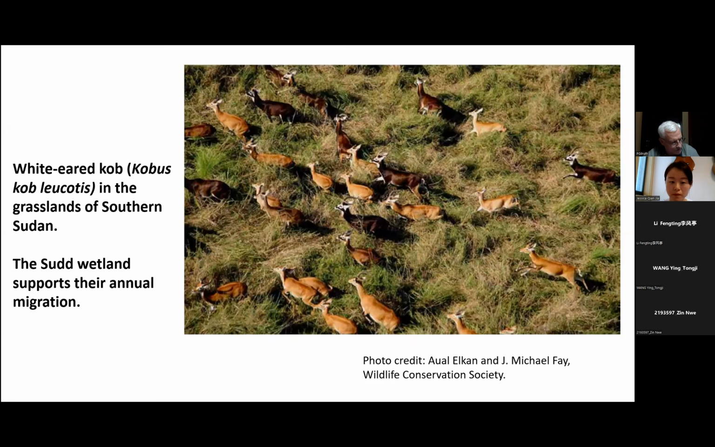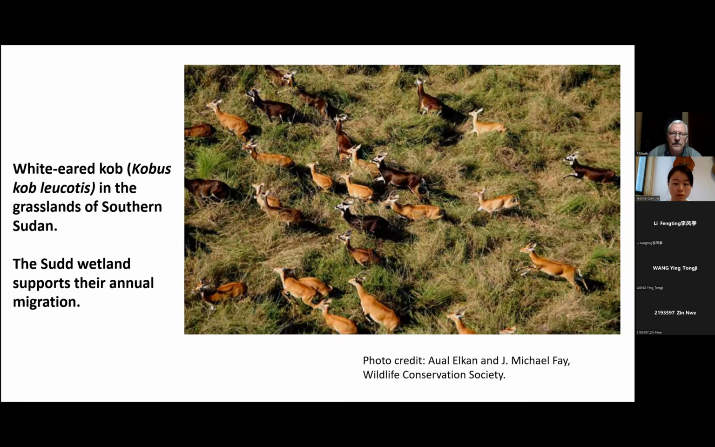So the next slide, this is an example of the ecosystem services that are found within the Sudd. Here you see white-eared kob and another antelope called the Tiang. And these are antelopes that also migrate depending on the availability of pasture, grazing land. And in fact, this migration is one of the largest on Earth, but it's not very well known. The South Sudanese claim, and it's possibly true, that it rivals the very well-known wildebeest migrations between the Serengeti in Tanzania and the Maasai Mara in Kenya. But this gives you an idea of one of the ecosystem services that the Sudd provides.